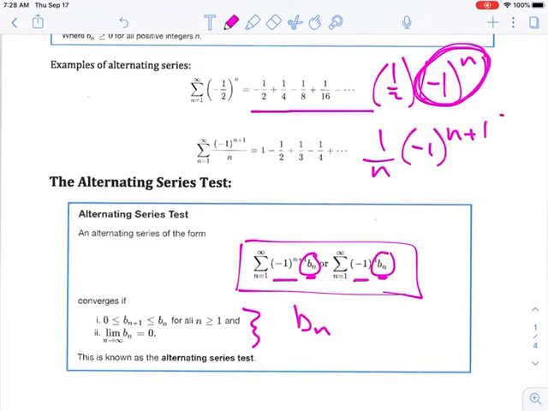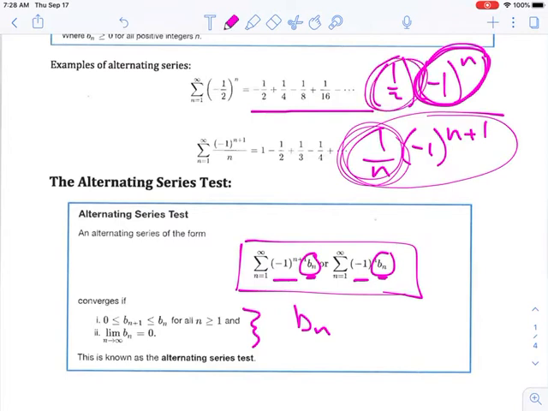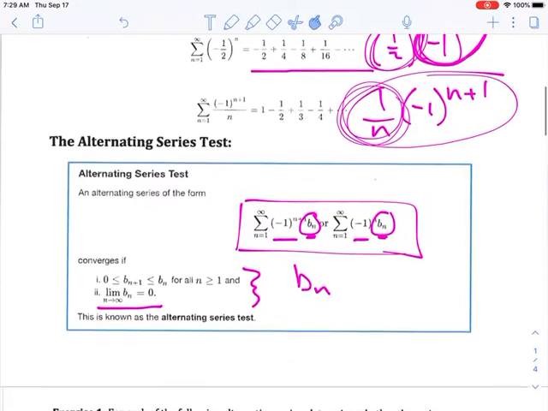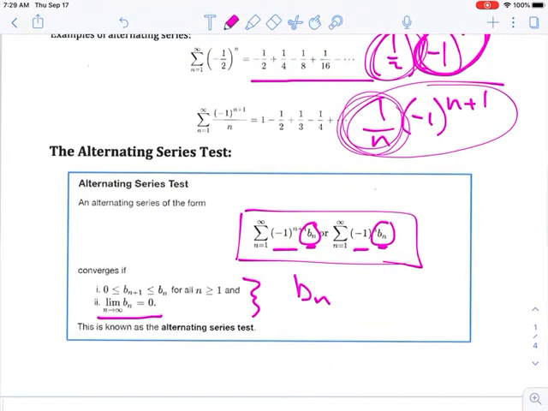So in this example up here, the b sub n is the 1 over n. In the previous example, the b sub n is the 1/2. It's the part of the series that is not causing it to alternate. And the second thing is that the limit of b sub n has to be equal to 0. So if it's a decreasing function and the limit is equal to 0, then it is going to converge by the alternating series test.